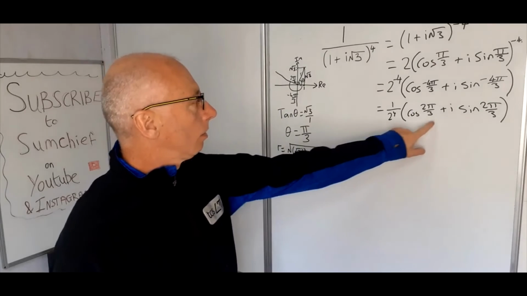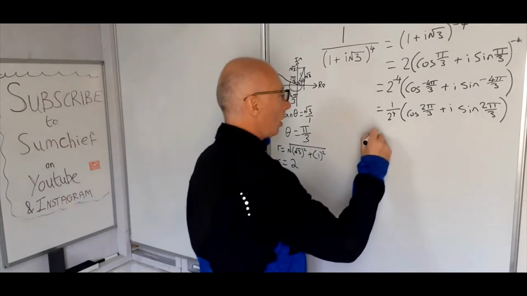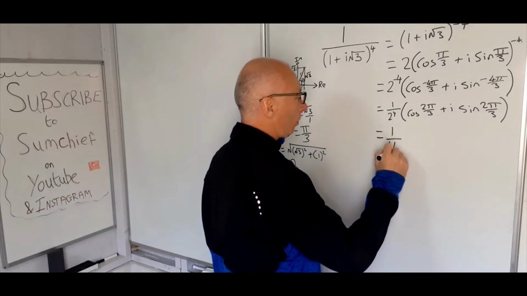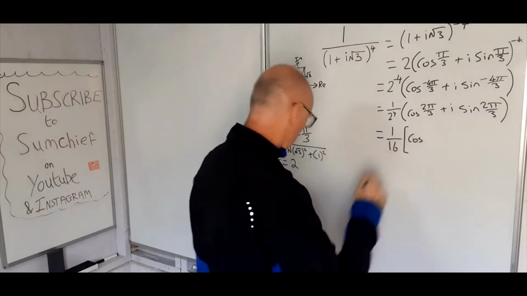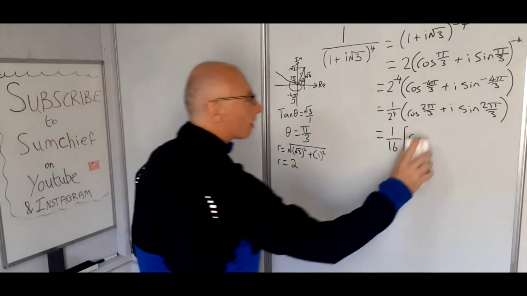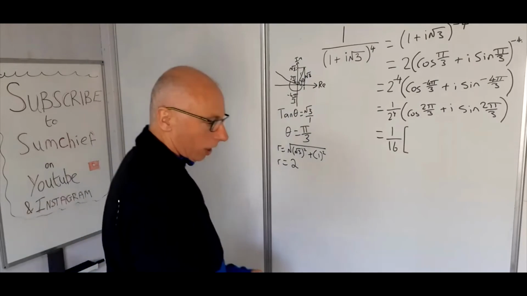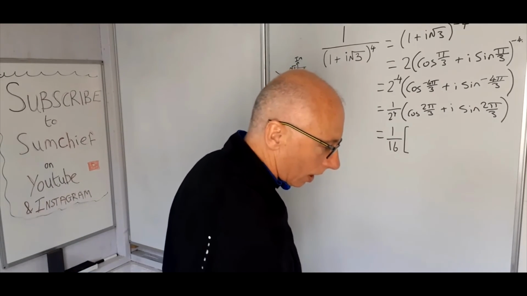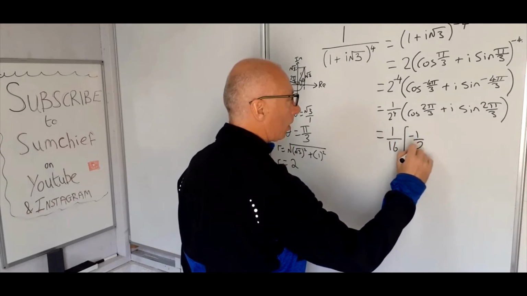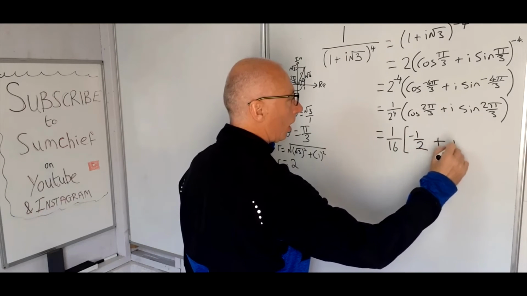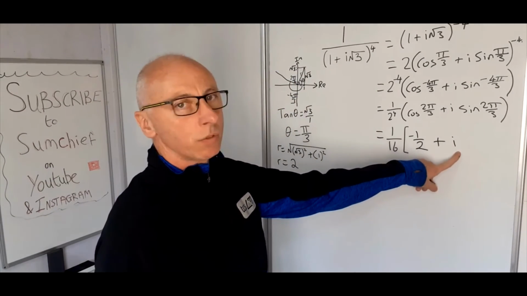Okay, let's plug in some values here and we'll work out what this is. So that equals 1 over 16, and now we're going to work out what the cosine actually is. Cosine of 2 pi over 3 is minus 1/2. And then plus i, and sine of 2 pi over 3 is root 3 over 2.